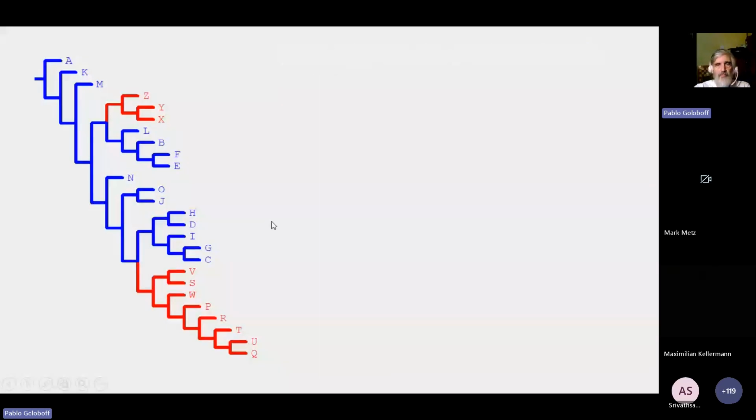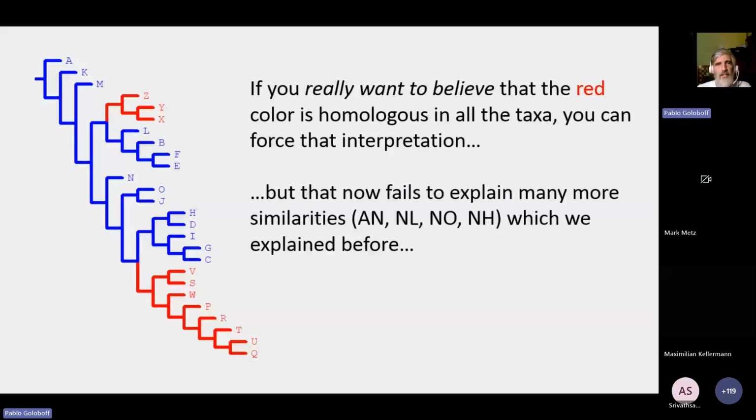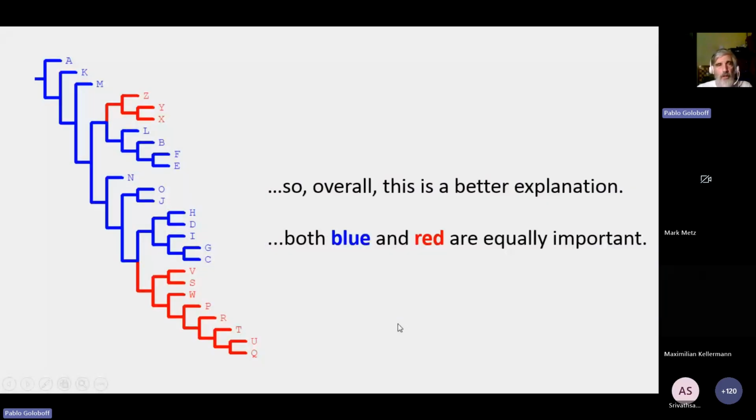And the thing that really tracks the number of independent cases of similarities not explained as common ancestry is the number of originations. Now, if you really want to believe that the red color is homologous in all the taxa, you can force that interpretation in the tree by doing something like this. But that now failed to explain many more similarities. You cannot explain by common ancestry the similarity between N and OJ or between N and L, etc. So, overall, this is a better explanation, which also happens to be the one that requires the fewest independent originations of similar features in the tree.